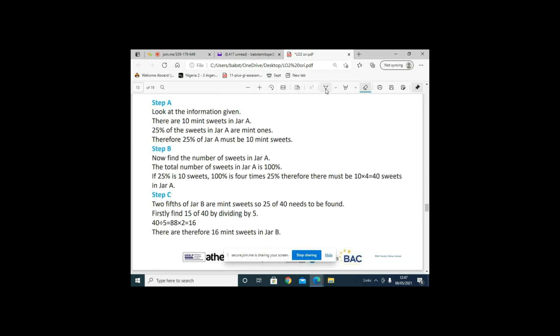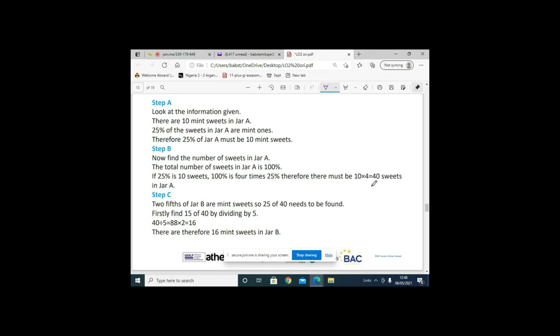So, another information given here is that, let's go to the question. We find that the number of seats in the jar is 100%. So, already done that. 25% is 4 times, so it's going to be 40. The 2/5 in jar B are mints. So, when you say 2/5 in jar B are mints, that means there are 40 mints there.